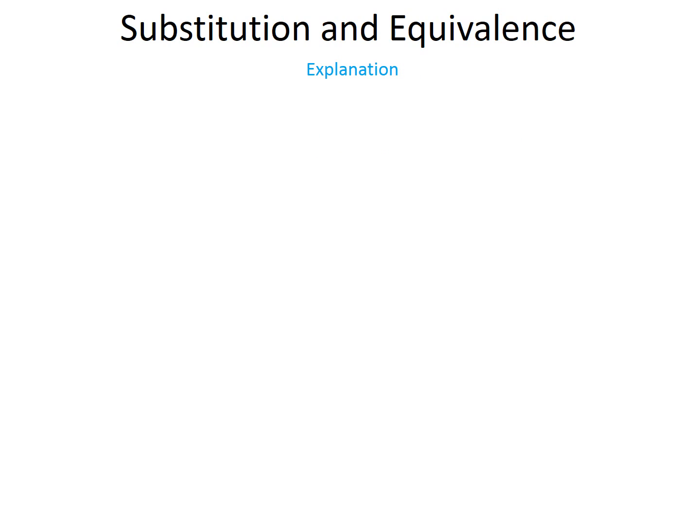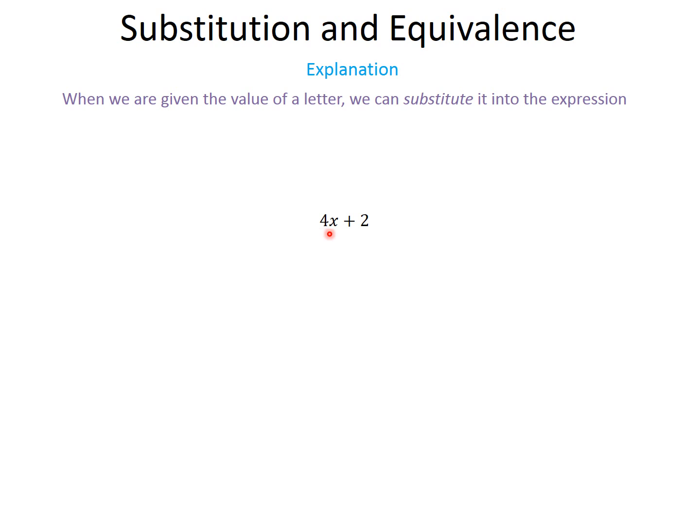Let's get into it now just by quickly reviewing substitution. So when you're given the value of a letter, you can substitute it into the expression. So if I've got 4x plus 2, that's 4 times x plus 2. So if I tell you that x equals 3, then we know now it's 4 times 3 plus 2. And then you can evaluate it using BODMAS. So 4 times 3 would have to go first, that's 12, and now I can do the 12 plus 2, and that's 14.